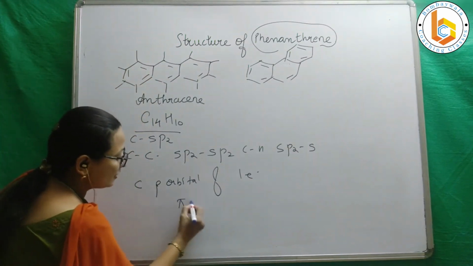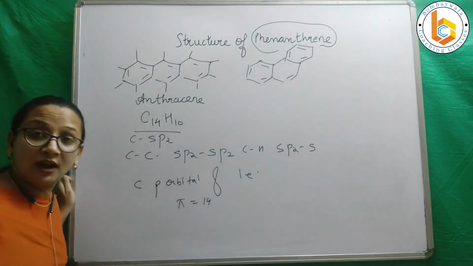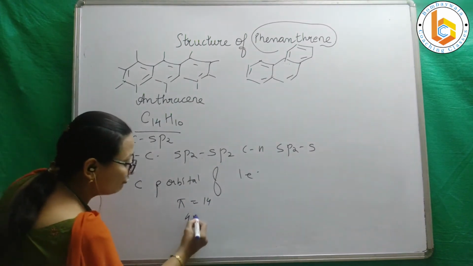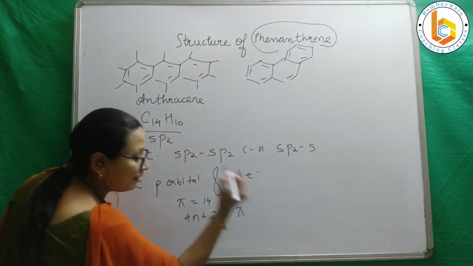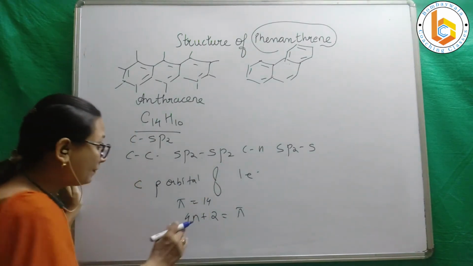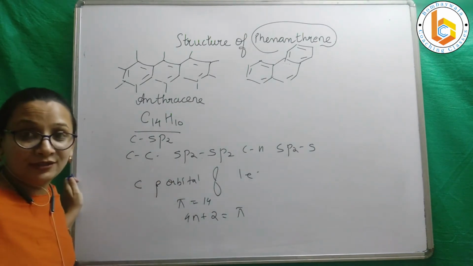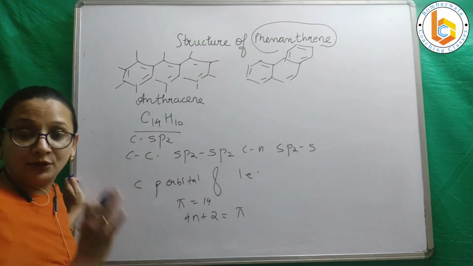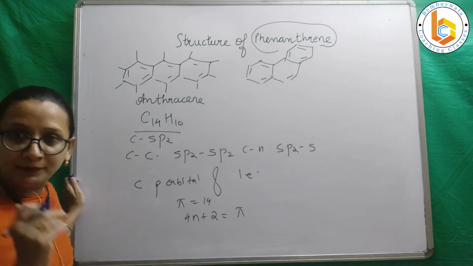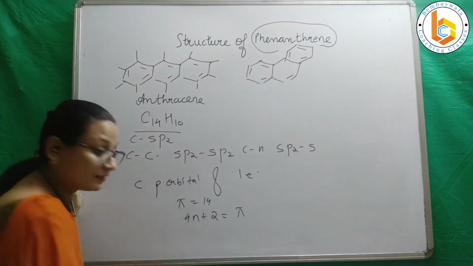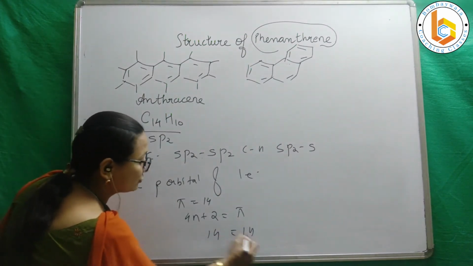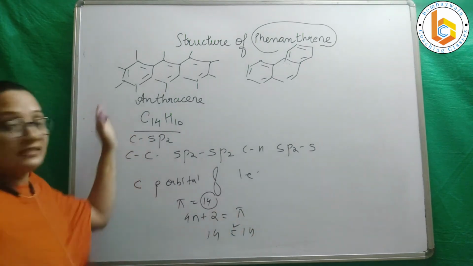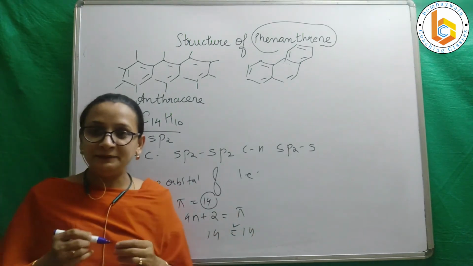Pi electrons are 14. And what does your Mr. Huckel say? He says that 4n plus 2 is equal to the number of pi electrons. Right? Here we took the value of n as 3, not because there are 3 rings, but because we have to take some whole number. So 4 into 3 plus 2 is nothing but 14. 14 is equal to 14. Hence, we said that anthracene is aromatic.